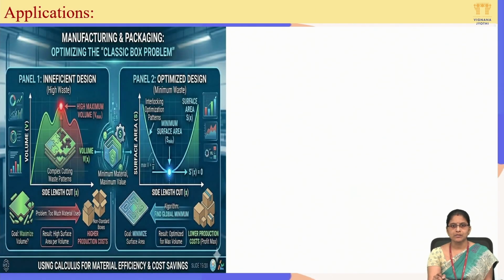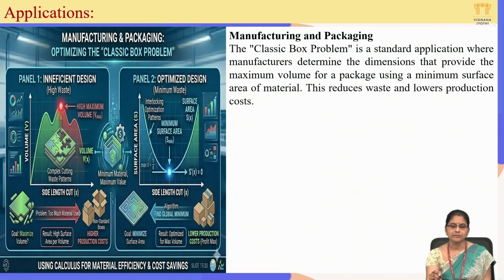Look at these examples. Manufacturing and packing. This is the classical box problem. Calculus is used in manufacturing and packing. So that means for material efficiency and cost saving, we are using calculus. Here two panels are there. In the first panel, an inefficient design is there, and in the second panel, an optimized design is there. Inefficient design means wastage is high, whereas in optimized design, wastage is minimum.